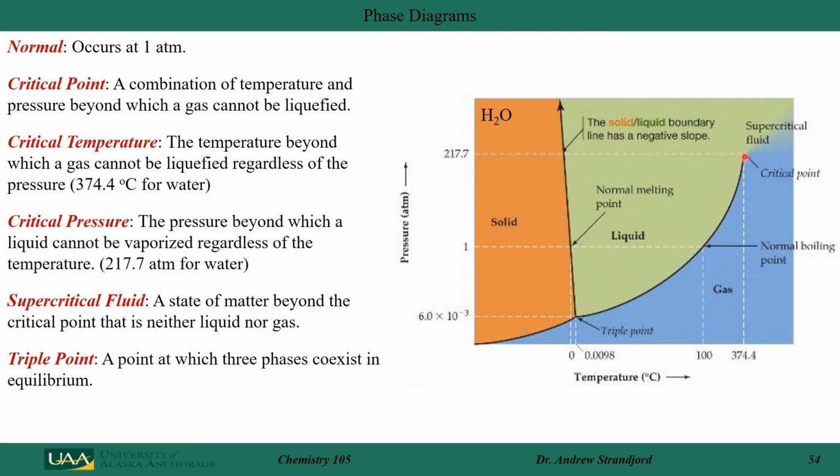At that same point, the critical point, there's actually a critical pressure. That's the pressure beyond which a liquid can no longer be vaporized regardless of the temperature. So if I'm sitting at this pressure, I can no longer vaporize the liquid. At that point, in this region up here, above the critical point, I can no longer create a liquid or a gas. We call this a supercritical fluid because the state of matter is sort of neither a liquid nor a gas.